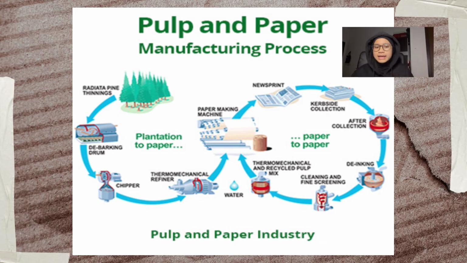The next one is deinking, the industrial process of removing printing ink from the paper fibers of recycled paper to make the ink float. And it will go through cleaning and fine screening. And finally, the paper will be put in the thermomechanical and recycled pulp mix. And lastly, the recycled paper will be sent to the paper making machine again, and this cycle will continue.